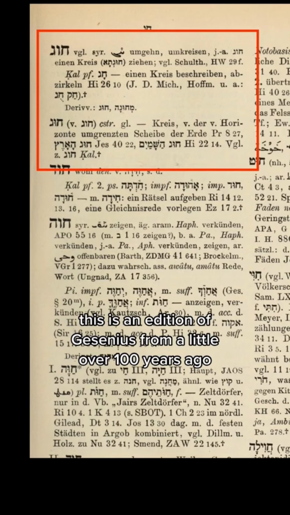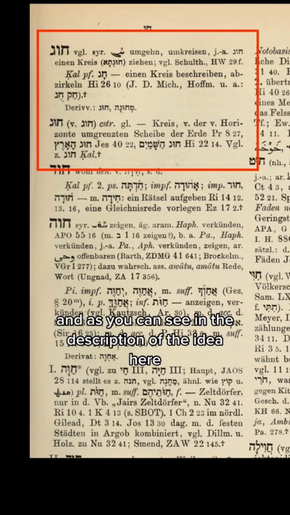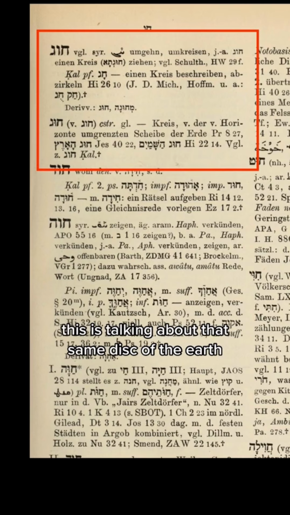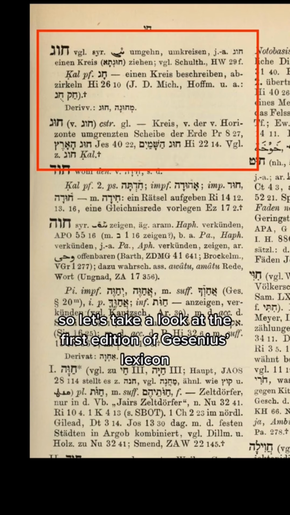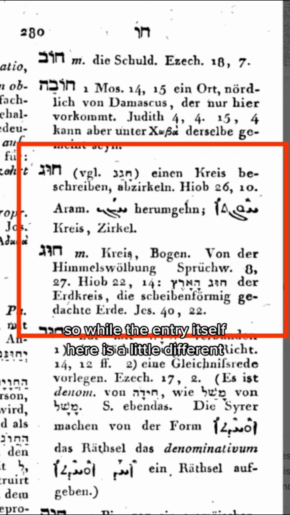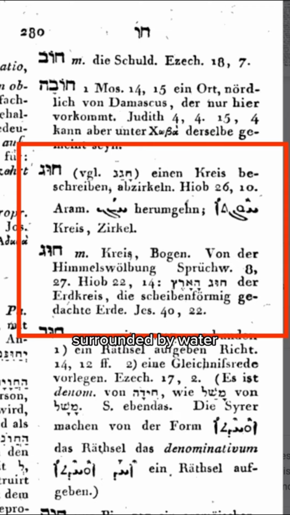This is an edition of Gesenius from a little over 100 years ago, and you see Kreis, which does not necessarily mean sphere, primarily means circle, and as you can see in the description of the idea here, this is talking about that same disk of the earth and the circle that goes around it. But this edition came out decades after Gesenius died. So let's take a look at the first edition of Gesenius's lexicon. So while the entry itself here is a little different, the idea being described is identical. The disc-shaped concept of the earth. The earth exists as a circle on a disc surrounded by water.